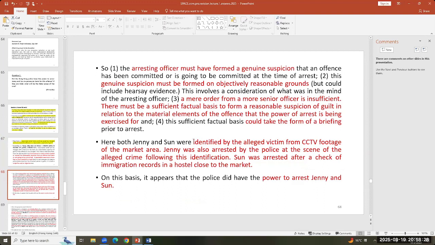Now we apply the facts. They were identified by the alleged victim from CCTV footage. Jenny was arrested close to the alleged crime following the identification. Sun was arrested after they checked the immigration records. So it seems that they did have the power to arrest Jenny and Sun.